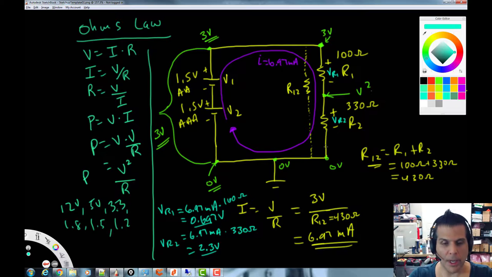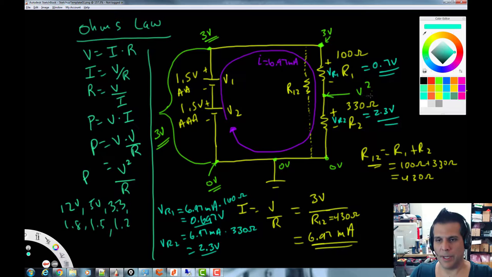All right? Okay. So now, here's the interesting part. Over VR1, we dropped 0.697 volts. So VR1 has a voltage drop of 0.697, and just to make things happy, let's round it to 0.7 volts. And then VR2 is a voltage drop of 2.3 volts. So the first thing is they do add up to 3 volts, so that's good.